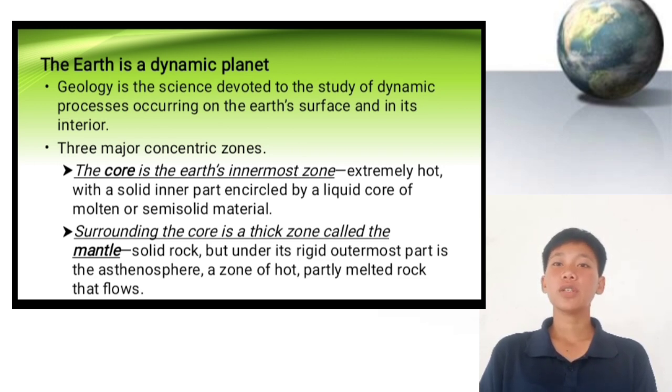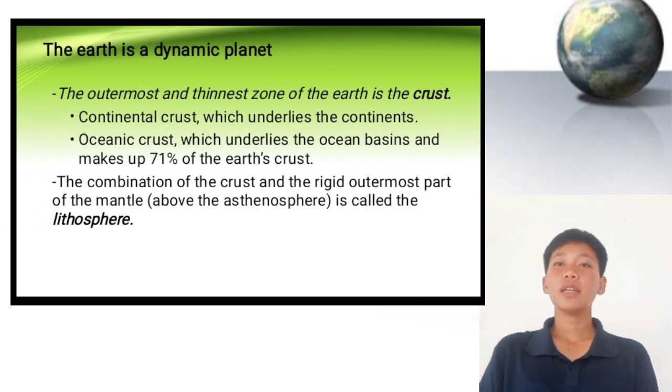Three major concentric zones. The core is the Earth's innermost zone, extremely hot, with a solid inner part encircled by a liquid core of molten or semi-solid material. Surrounding the core is a thick zone called the mantle, solid rock, but under the rigid outermost part of the mantle is the asthenosphere, a zone of hot, partly melted rock that flows.